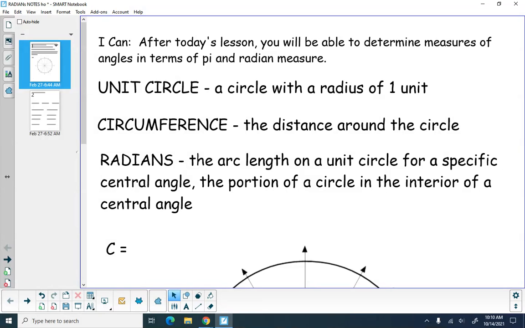The arc length on a unit circle for a specific central angle is a portion of a circle in the interior of the central angle. Now, there are some terms here that date us back to geometry. The first term is a central angle. What is a central angle defined as? Anybody remember? It is a term that was used back in geometry.